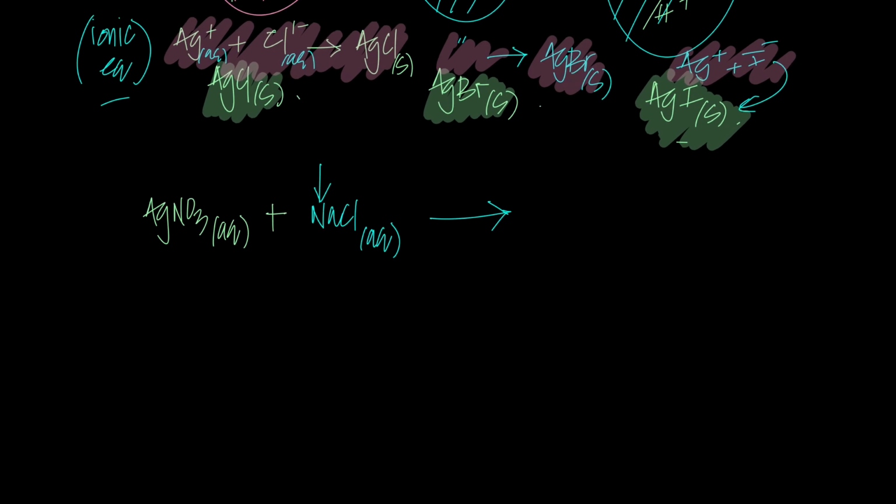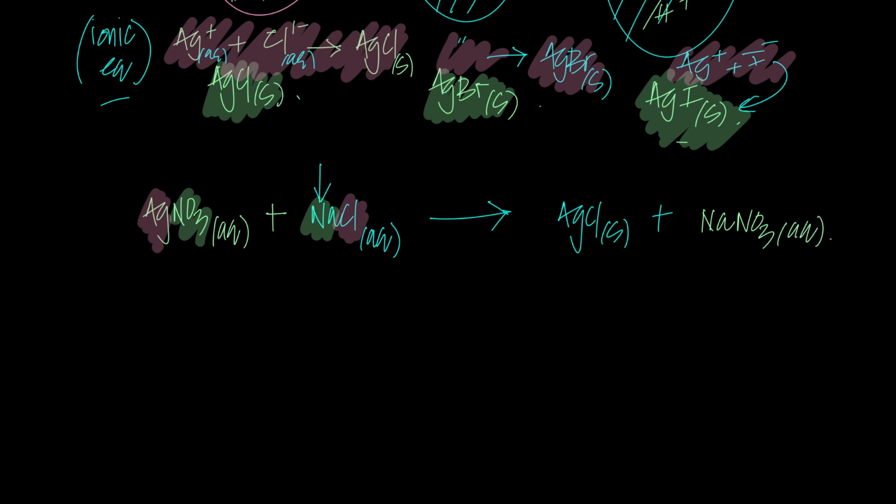I know that out of this silver nitrate and sodium chloride, the silver ion would have come into contact with the chloride aqueous ion, and you would get AgCl solid. And what would be left behind in the solution? You would be left behind with the sodium ion and the nitrate ion. So you would be left with NaNO3 aqueous. Make sense? The same idea.